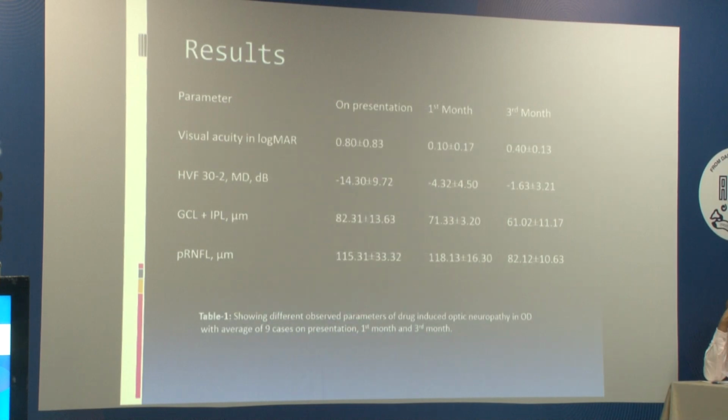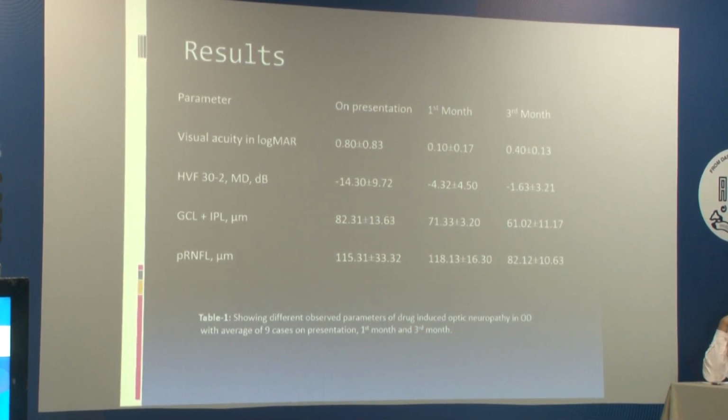Now in the results, we have compared the on presentation, first month and third month for the right eye. Visual acuity in LogMAR was 0.8 plus minus 0.83 on presentation, and it reduced to 0.10 in 1 month and in the third month 0.40. Humphrey visual field mean deviation in decibels was minus 14 on presentation, minus 4.32 in the first month, and minus 163 in the third month.